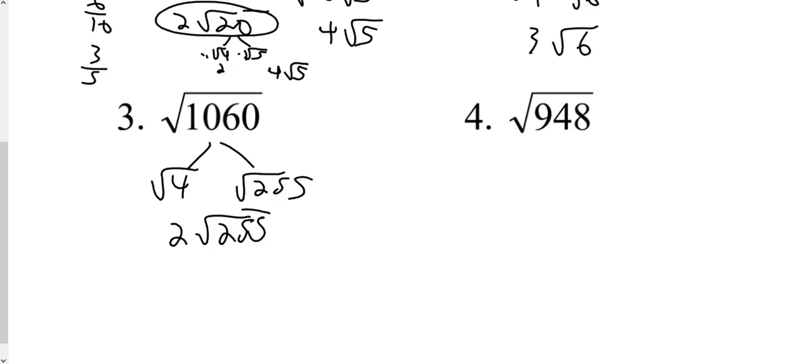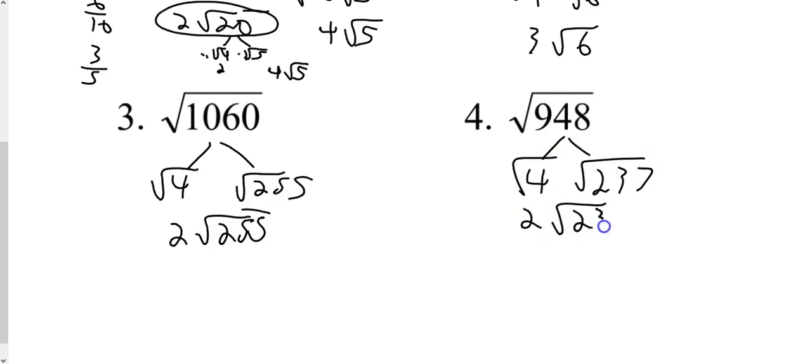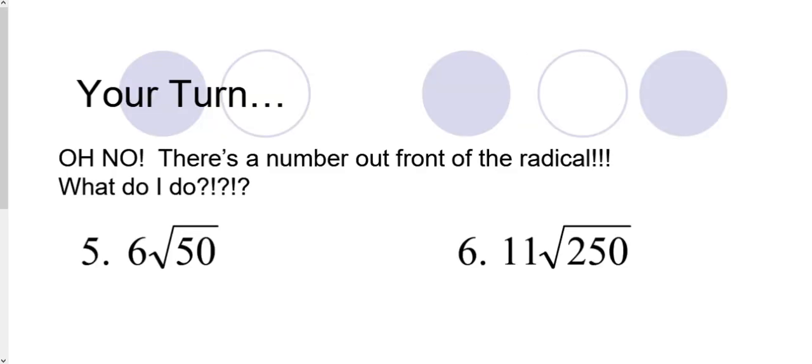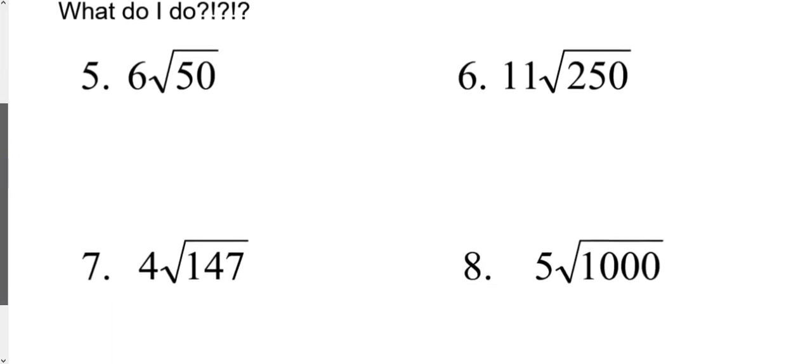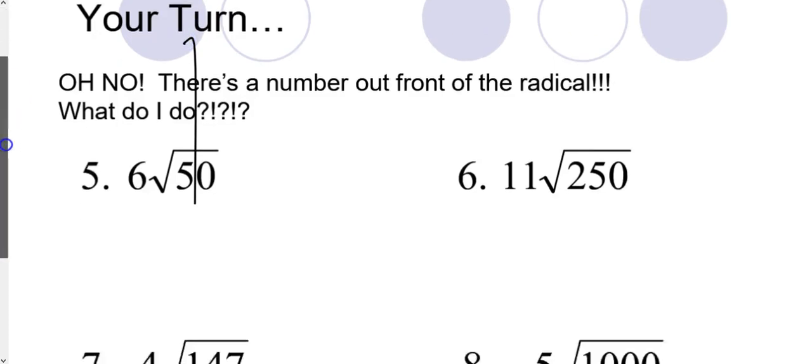Okay? Now I'm going to save you some time, because this is one of the simpler ones again, where it doesn't break down. So it is going to be 4, and 948 divided by 4 is 237. So this ends up being 2 times the square root of 237. Okay. There's a number in front of the radical. Not a big deal. We're still going to break this down the same way we have been doing.